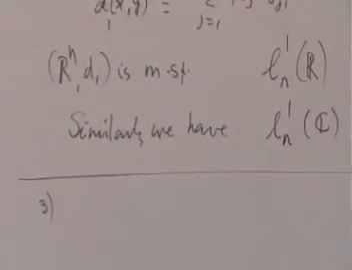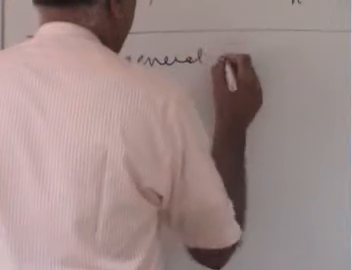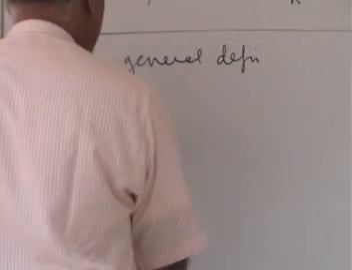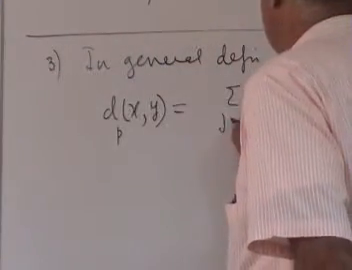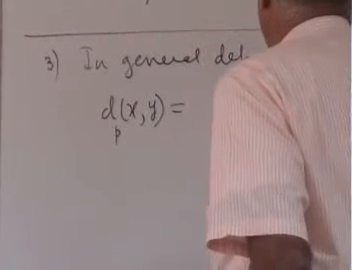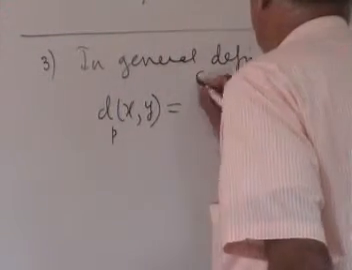Third is even a little more generalization of this. These are essentially some types of averages. This is the root mean squared average. The first one is the mean average. So we can take in general, instead of the first power or the second power, a pth power. So in general, define dp(x,y) to be equal to the summation j equal to 1 to n of |xj minus yj| to the power of p, all to the power of 1 over p.